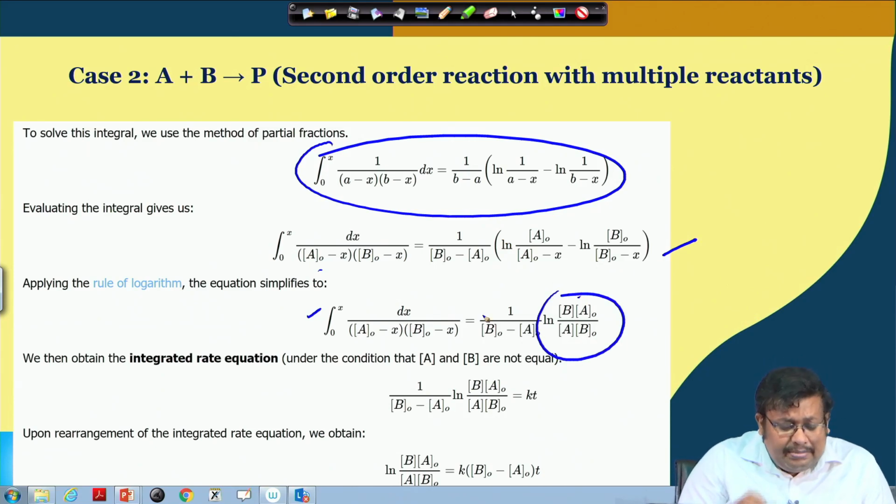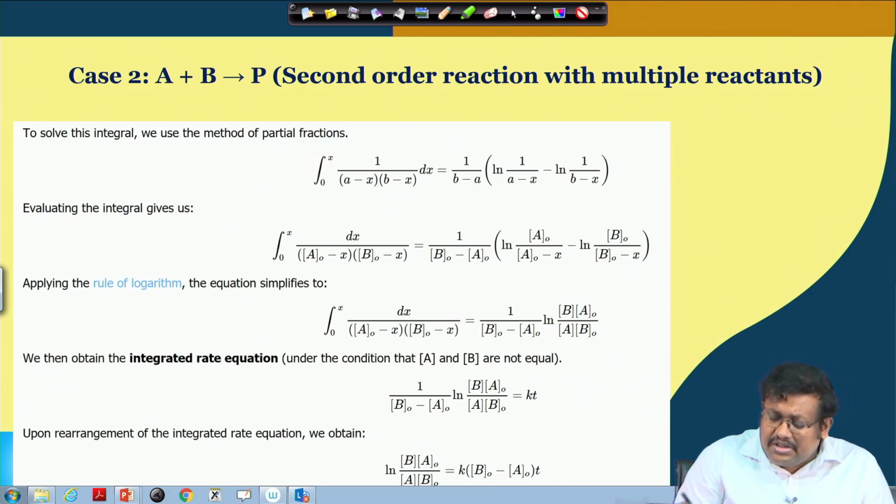Now, we obtain the integrated rate equation under the condition that A and B are not equal. So, basically we will get 1 by B0 minus A0, then the logarithm of (B into A0) by (A into B0), equal to kt. Upon rearrangement we will get this formula, that is the logarithm of B A0 by A B0 equal to k multiplied by this.